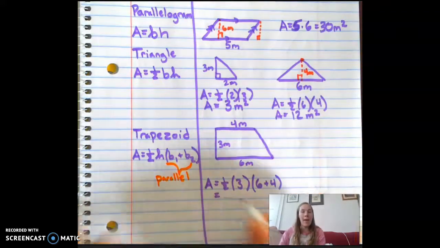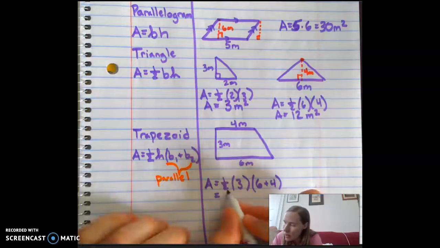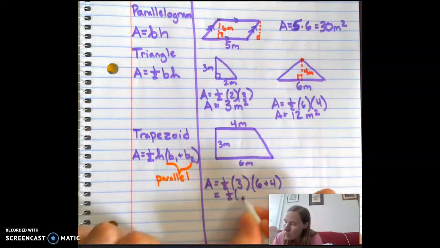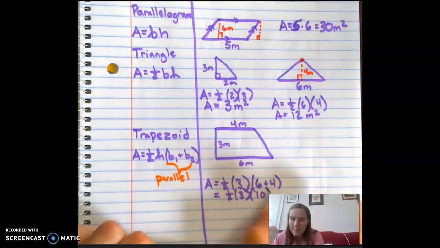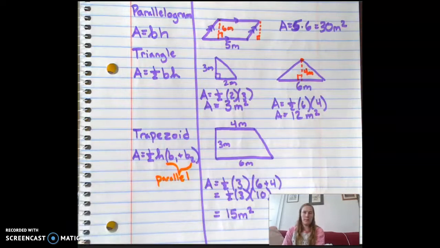So remember with PEMDAS, you have to do parentheses first. And that means you have to do the operations inside the parentheses. So I have 6 plus 4. So I have 1/2 times 3 times 10. So my area here is 15 meters squared. So that's one type of trapezoid.